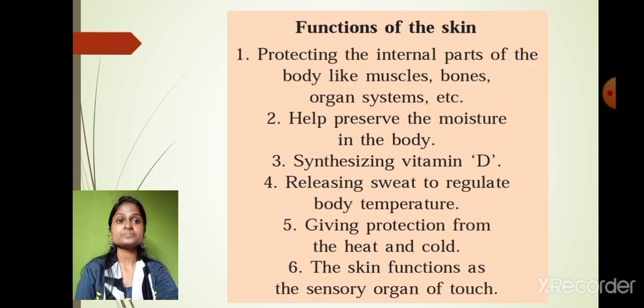Is that clear? And what we have learned today? We learned that there are different functions of the skin. What is the first function of the skin? Skin protects the internal parts of the body like muscle, bones and the organ system. The second function is that skin helps to preserve the moisture in the body. Third function, skin helps to synthesize the vitamin D. Fourth function, skin releases the sweat to regulate the body temperature. Fifth, skin gives the protection to our body from heat and the cold. And at the same time, the skin functions as the sensory organ of the touch.